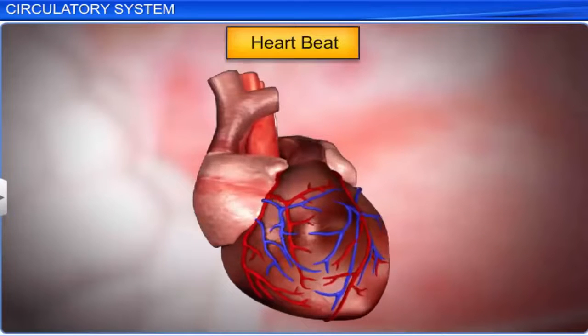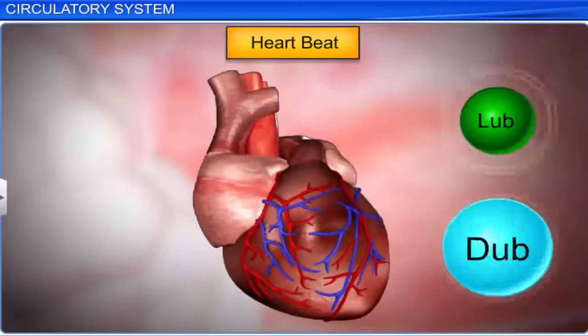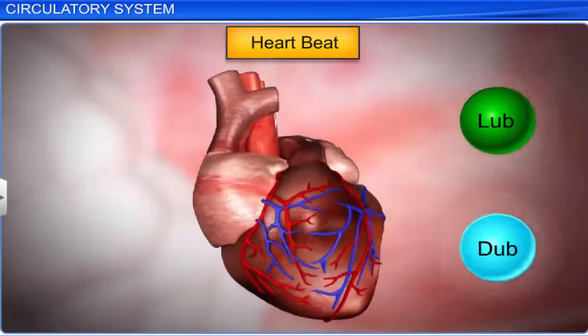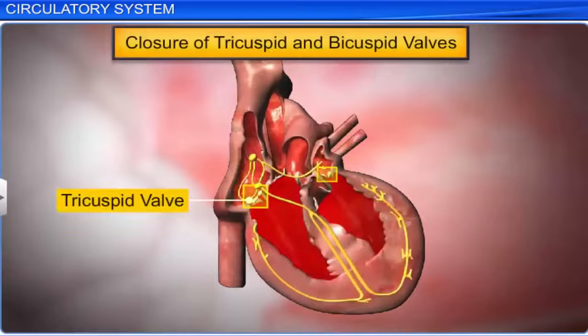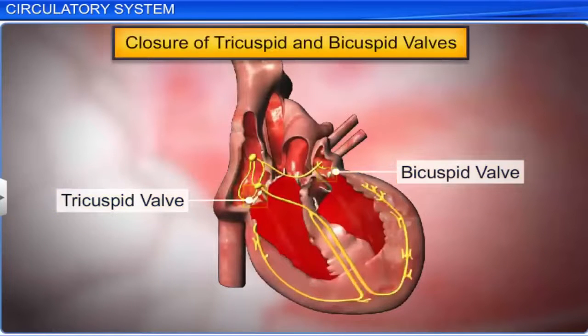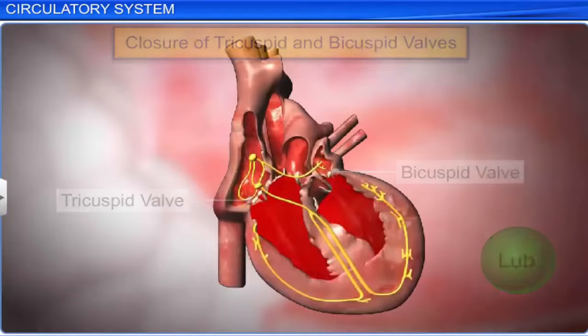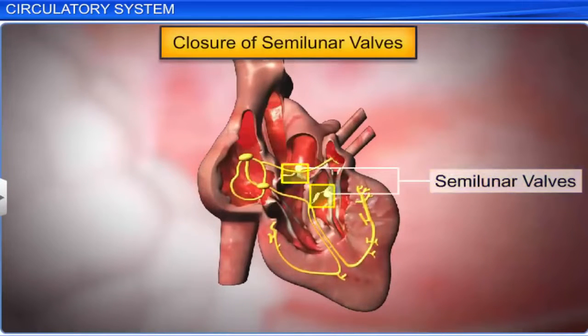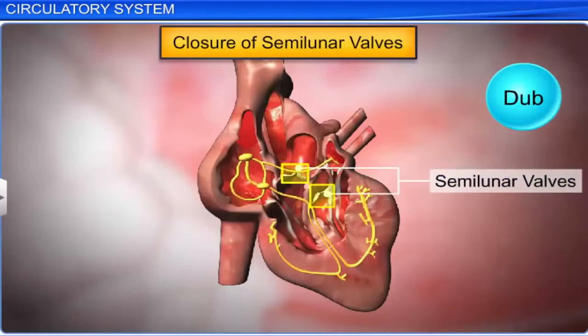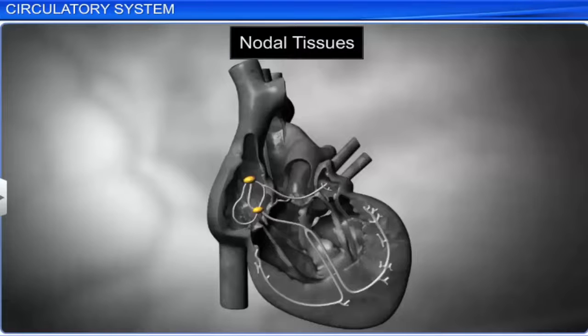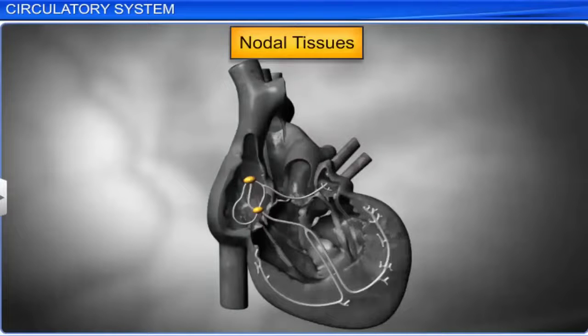When these valves close, they produce a lub-dub sound heard during a heartbeat, while the closure of the tricuspid and bicuspid valves produces the first sound lub. The closure of the semilunar valves produces the second sound dub. Also, specific regions in the heart consist of specialized cardiac muscles called nodal tissues.